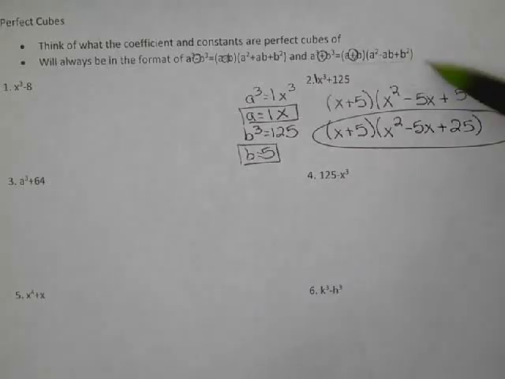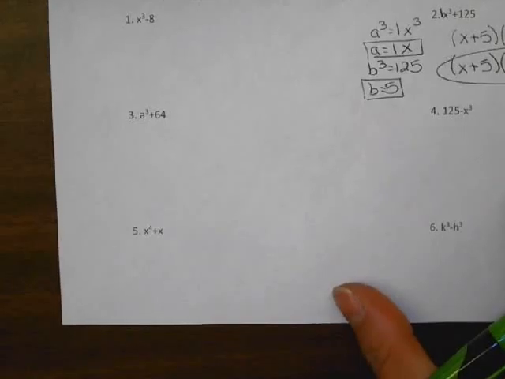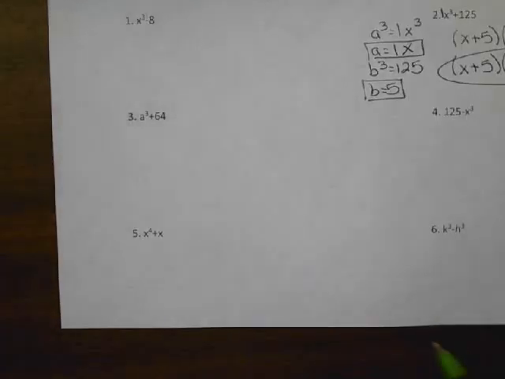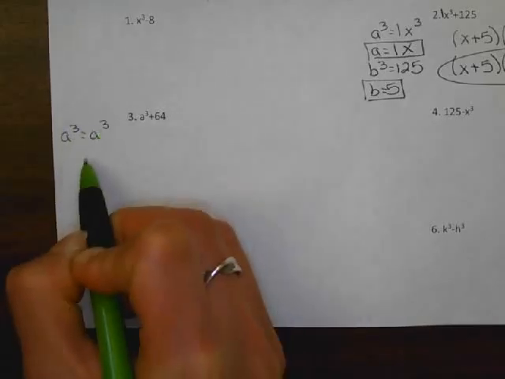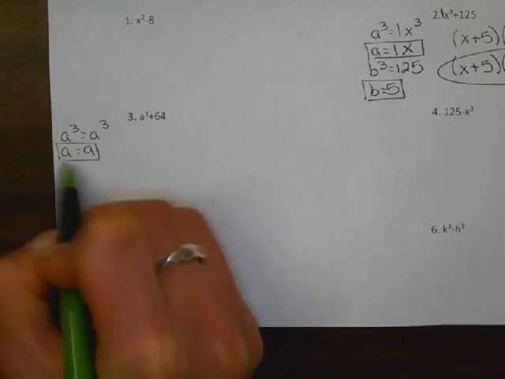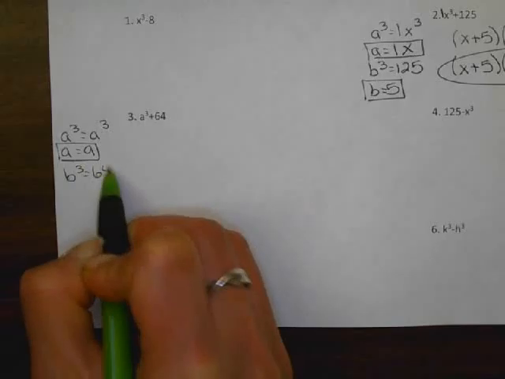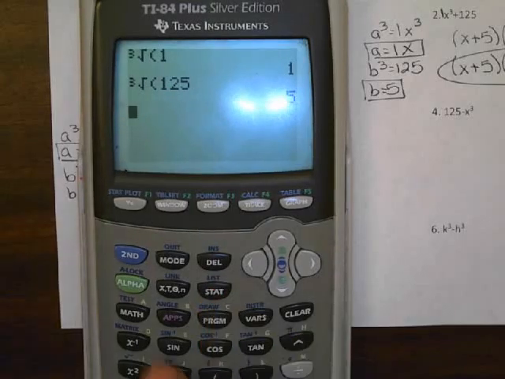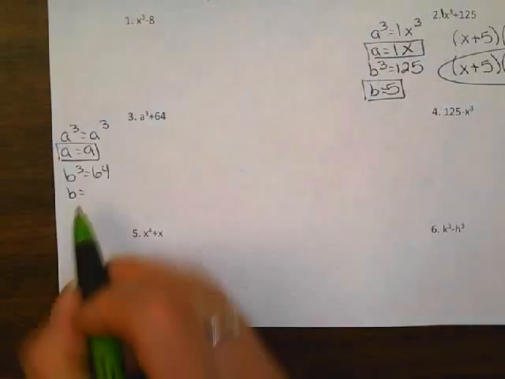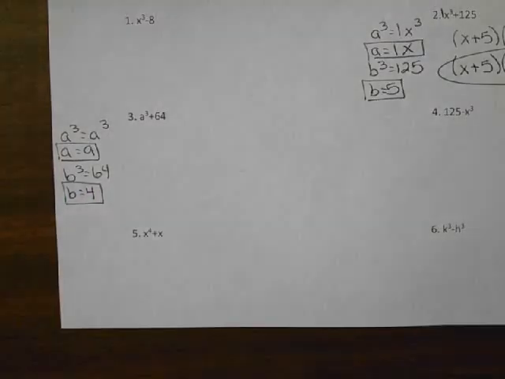So again, my format just said b squared, so that's 5 squared, which simplifies to 25. Now we'll do number 3 over here. Number 3 says a cubed plus 64. Well, I know that a cubed is a cubed, so regular a is just going to be a. B cubed is 64, so to get regular b, I have to take the cube root of 64. So we use our calculators, hit math, go down to option 4, which is cube root of 64, which is 4. So if b cubed is 64, then regular b is 4.